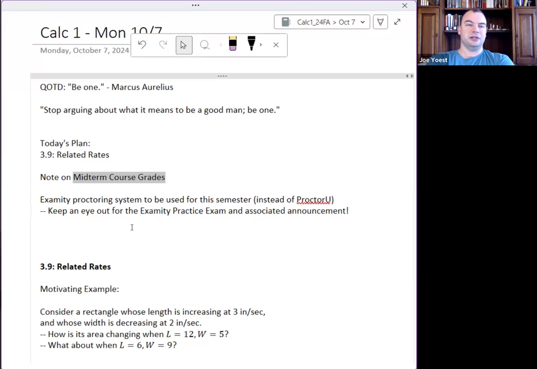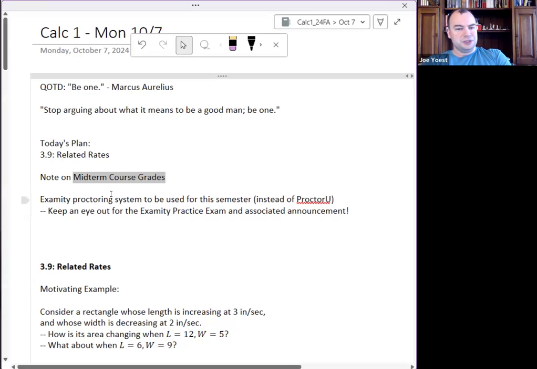Or vice versa. If you think you're doing horribly in a course and you see that your midterm course grade is A or B, again, your expectations might be a little different than the instructor's perspective. If you feel like you're doing B work and you see a midterm course grade of C, or you feel like you're doing B work and you see a midterm course grade of A, it's not really that granular or accurate.